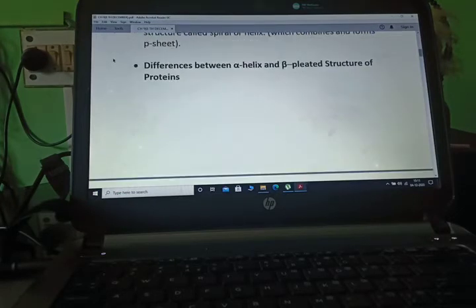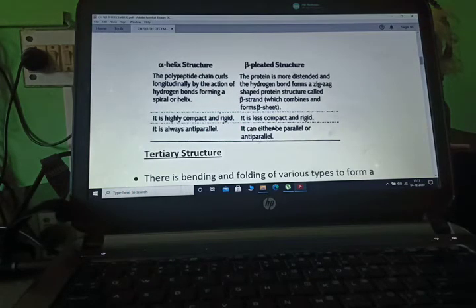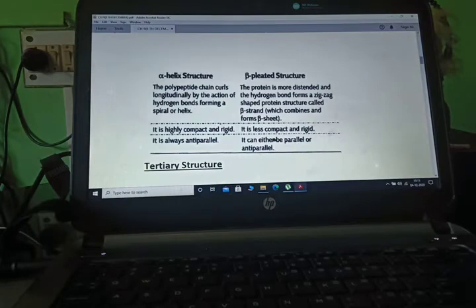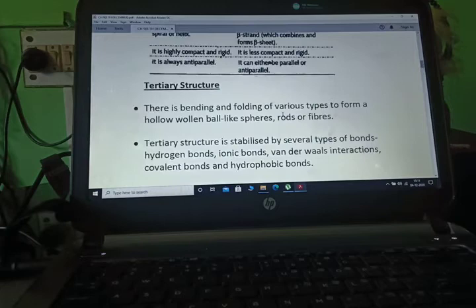Now, the difference between alpha and beta structure of protein. This is alpha, this is beta. In alpha, the polypeptide chain curls longitudinally by the action of hydrogen bonds forming a spiral, and in beta the protein is more distended and the hydrogen bonds form a zigzag shaped structure. Alpha is highly compact and rigid, and beta is less compact and rigid. And in alpha helix, it is always antiparallel, and in beta it can either be parallel or antiparallel.